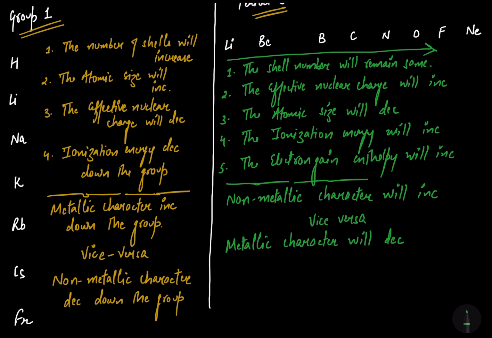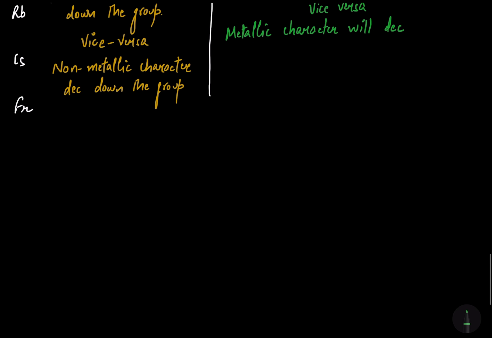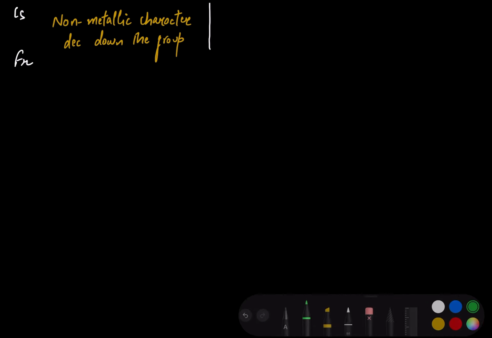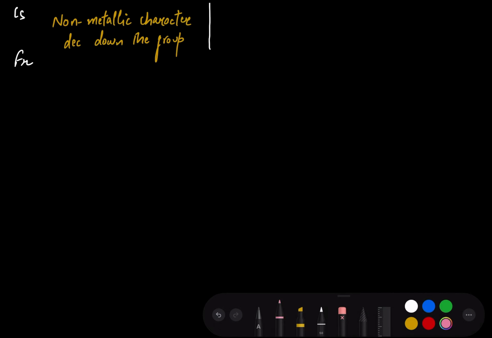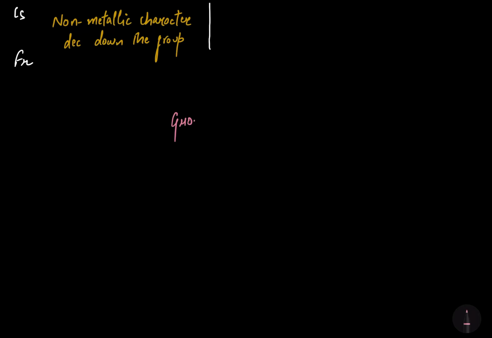Now that's all about the trend of metallic and non-metallic character down the group and across a period, and I have shown that down the group, metallic character will increase and non-metallic character will decrease. But across a period, non-metallic character will increase and vice versa, metallic character will decrease across a period. Now here I would like to specify one exceptional case, that of group number 18.